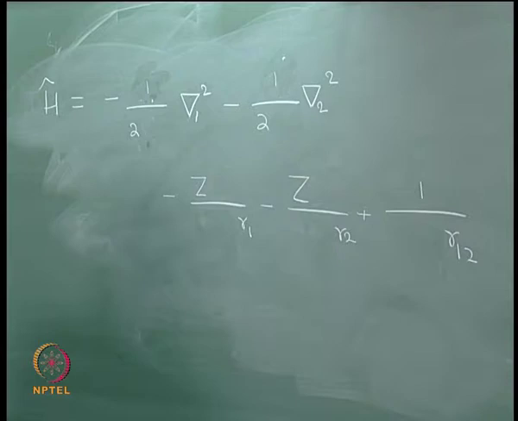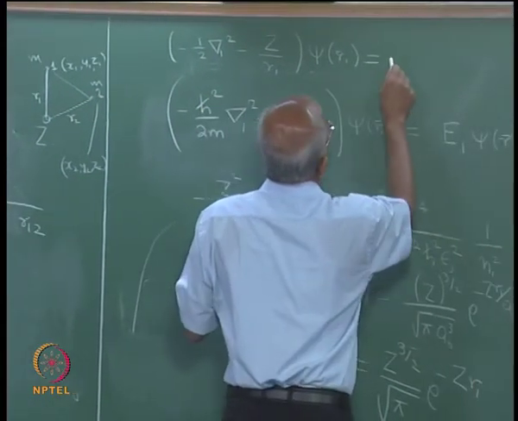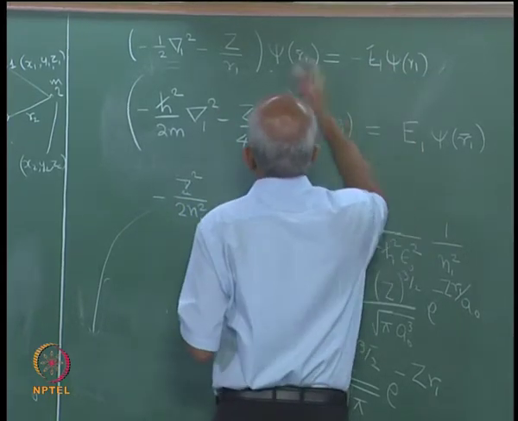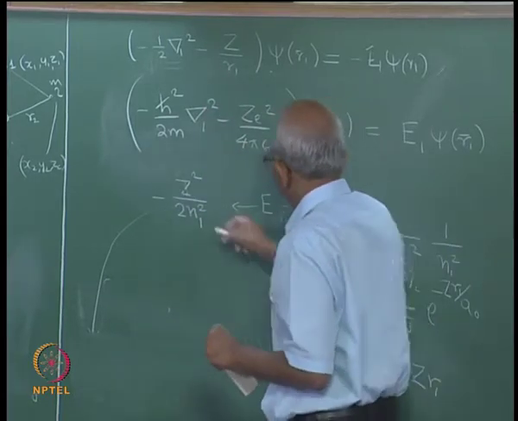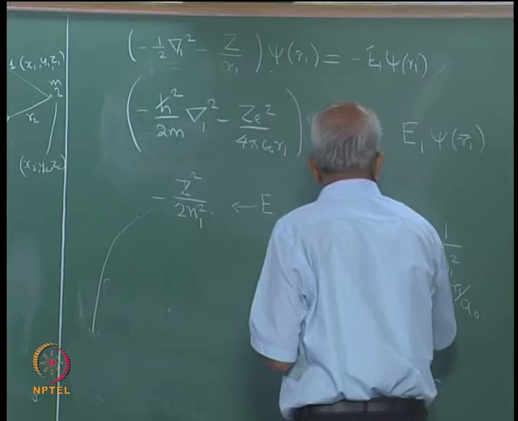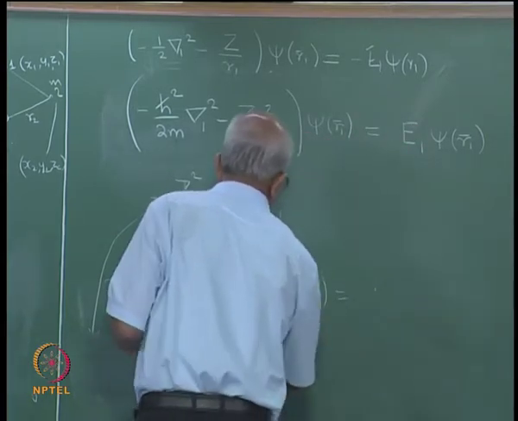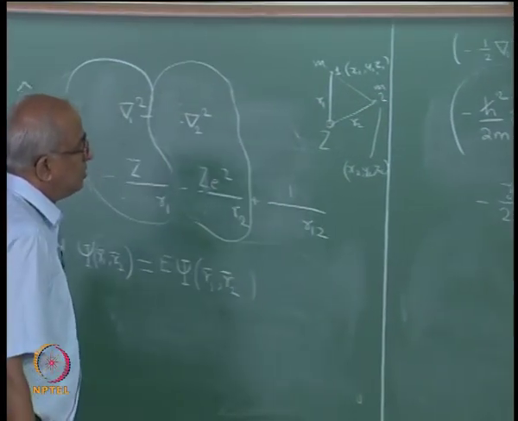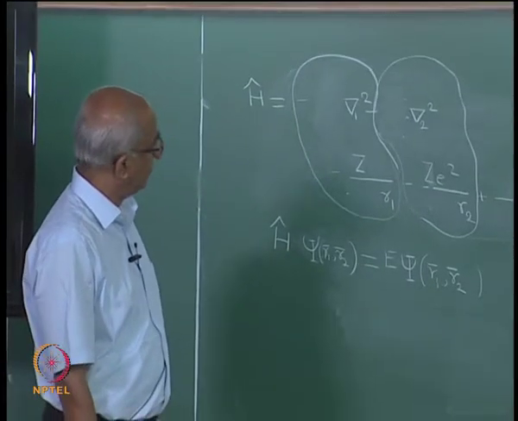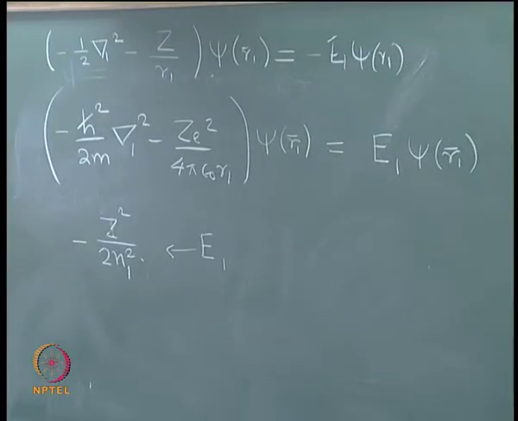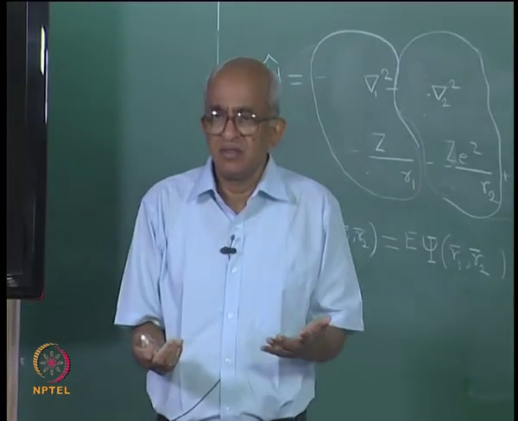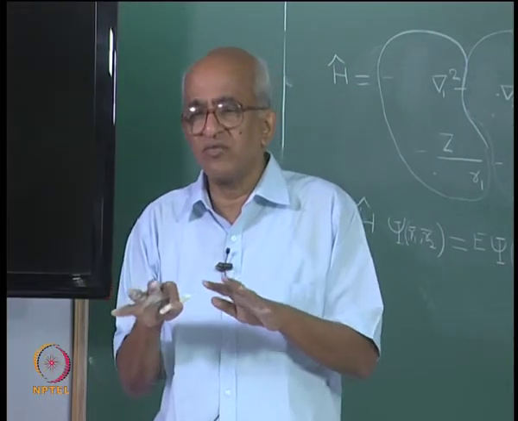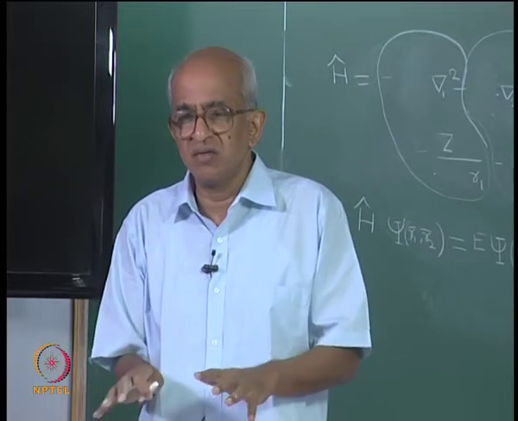And even here, it gets modified. In fact, you are going to get minus E1 psi of R1, and E1 has a simple expression. E1 is actually given by this. So this is for the first electron. What will happen to the second electron? It will obey exactly the same kind of equation, and if I am interested in the ground state of the helium atom, what will happen?